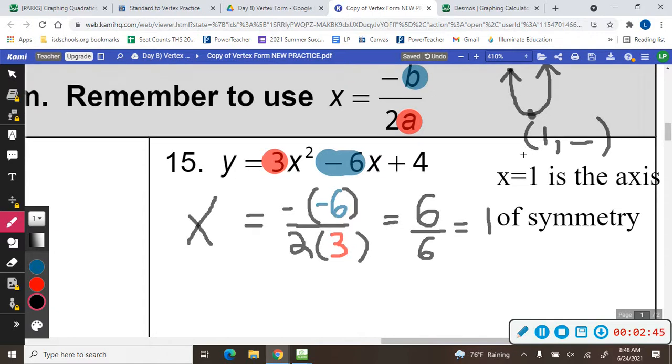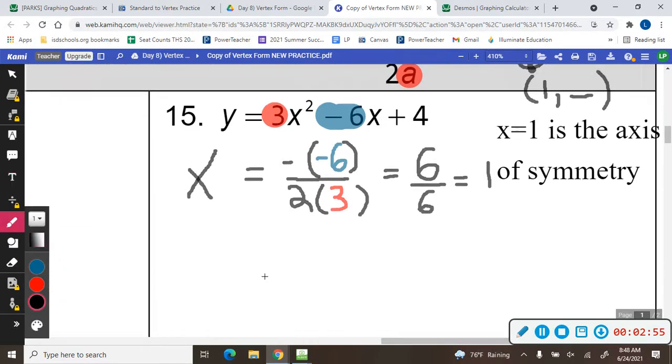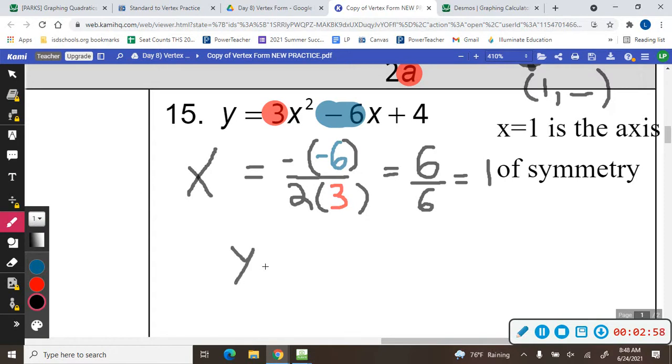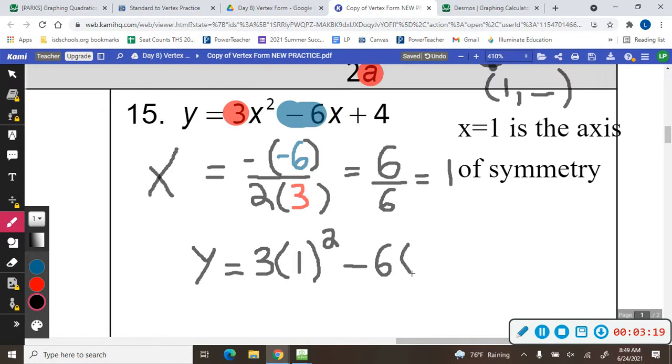So I'm going to take 1 and I'm going to substitute it in. So I have, writing down the problem again, y equals 3, but instead of x, I'm going to plug in 1. Minus 6. Instead of x, I'm trying to find the value when x is 1, so I plug in 1. And then I add 4.